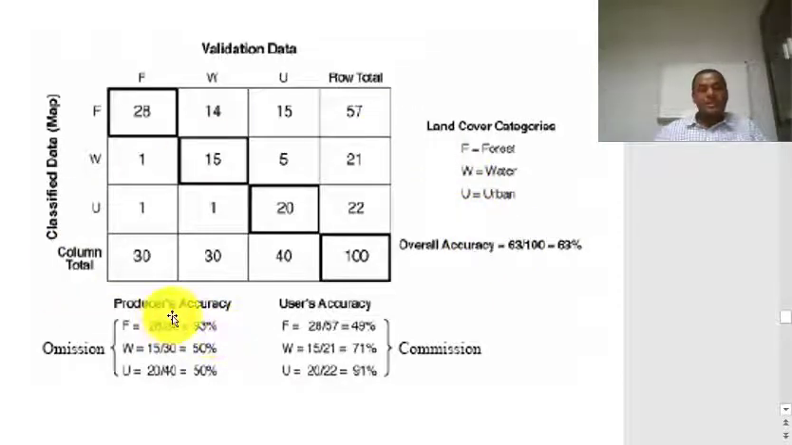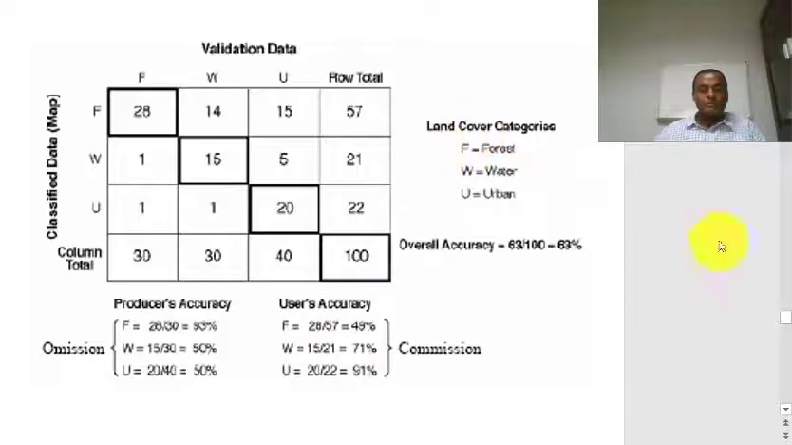When you are requested to calculate producer's accuracy, as I told you earlier, it compares the correctly classified pixels of that specific class with the validation data column total. So producer accuracy for forest becomes 28 over 30, producer accuracy for water becomes 15 over 30, and producer accuracy for urban becomes 20 over 40.